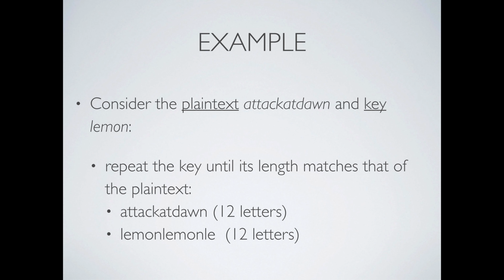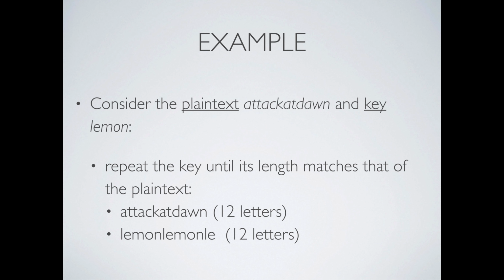Alright, so here's an example that we'll work with. So we'll start with the plain text, attack at dawn, all one word because we're not going to worry about spaces. And then the key, again with Vigenere, the key is a string, the key is going to be a word. So in this case the key will be lemon. So this is the example we're working with, attack at dawn and lemon.